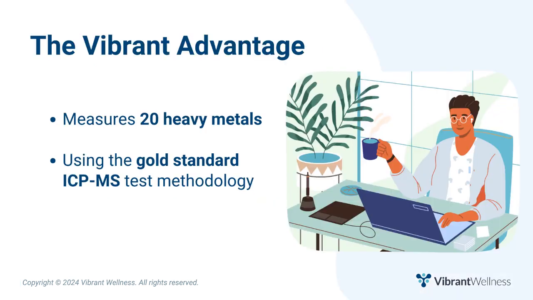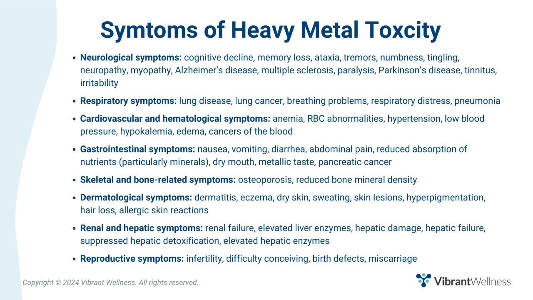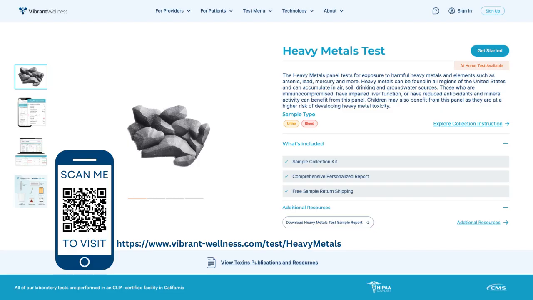In conclusion, the Vibrant Heavy Metals test measures 20 heavy metals so that you know if toxic burden is contributing to neurological symptoms, respiratory symptoms, cardiovascular and hematological symptoms, gastrointestinal symptoms, skeletal and bone-related symptoms, dermatological symptoms, renal and hepatic symptoms, or reproductive symptoms. By identifying heavy metals in the urine or blood, you can devise a plan to reduce exposure, increase elimination, and promote healing today.